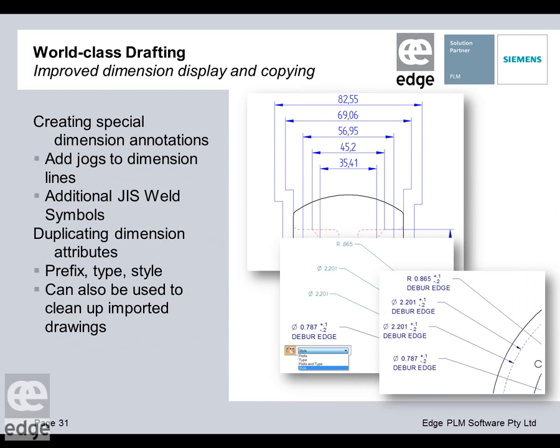It's very easy now to create special dimensions and annotations and add jogs. We've added new world symbols. Getting at the symbols, there's now a new interface for doing that, a new dialogue system for accessing symbols, which makes it much easier.